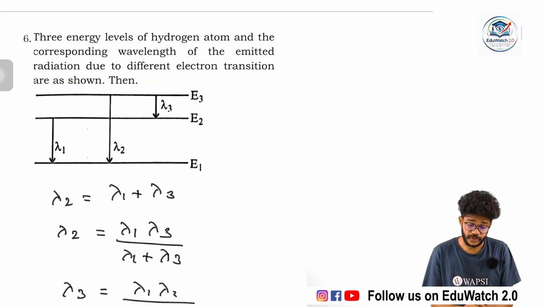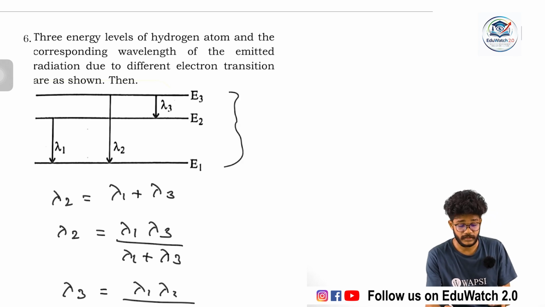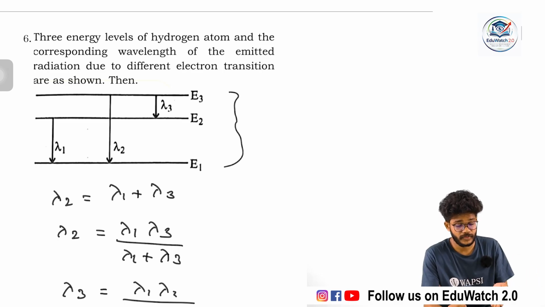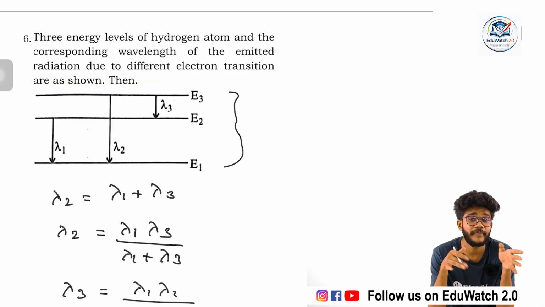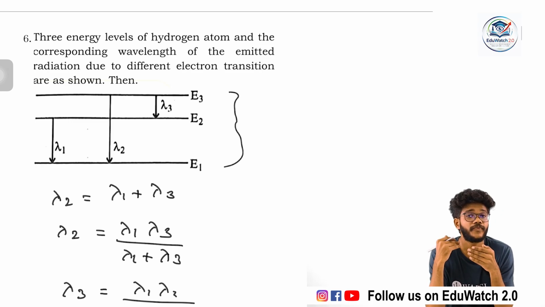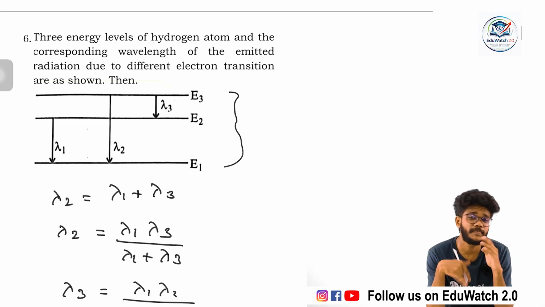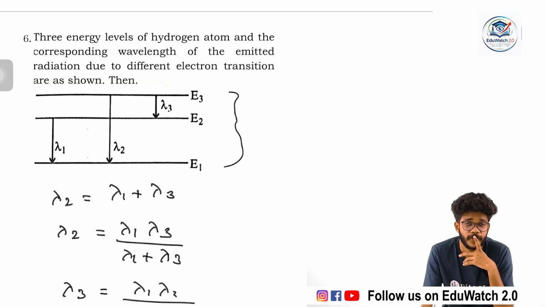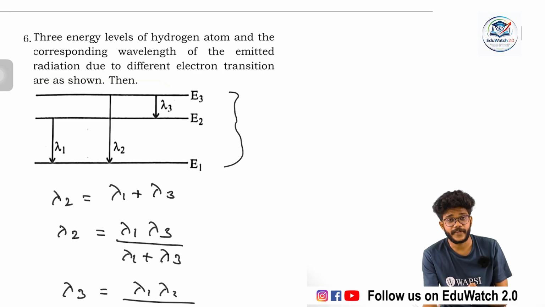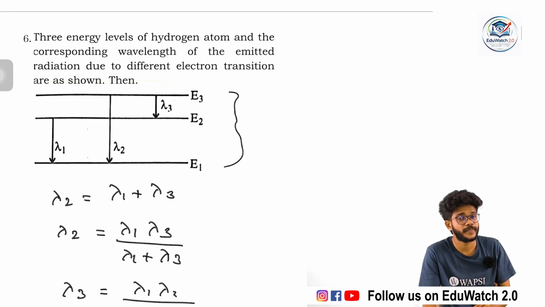Lambda 3, lambda 2, and lambda 1 are given. See, the distance between E3 and E1 is very large. Can we assume that lambda 2 is much greater than lambda 3 or lambda 1? No. Actually, the length shows that the wave has to travel more, so a high energy is required for this transition. So from E3 to E1, a higher energy is involved.